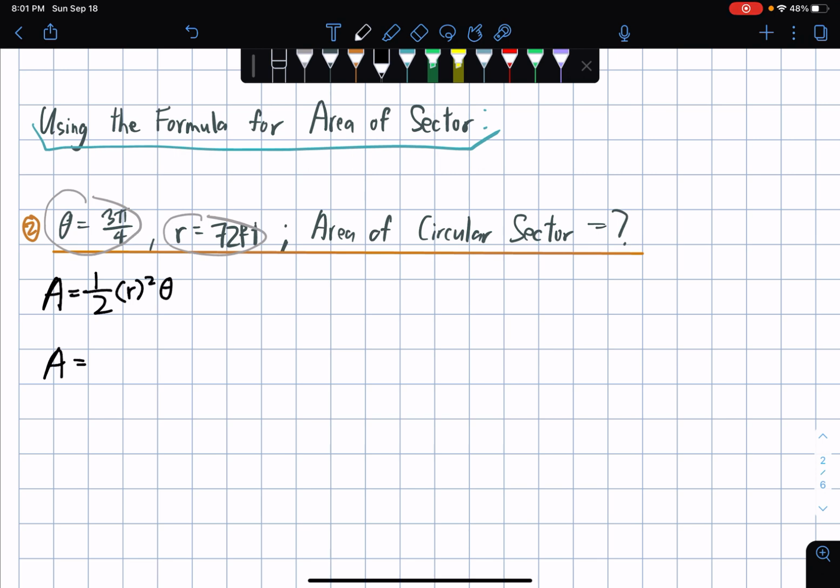So area is equal to 1/2 times our radius, 72 feet raised to 2, then our theta is 3 pi over 4.